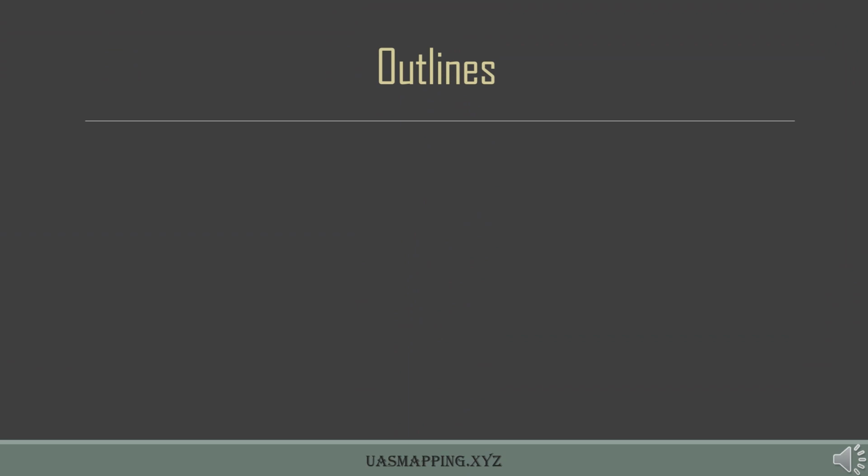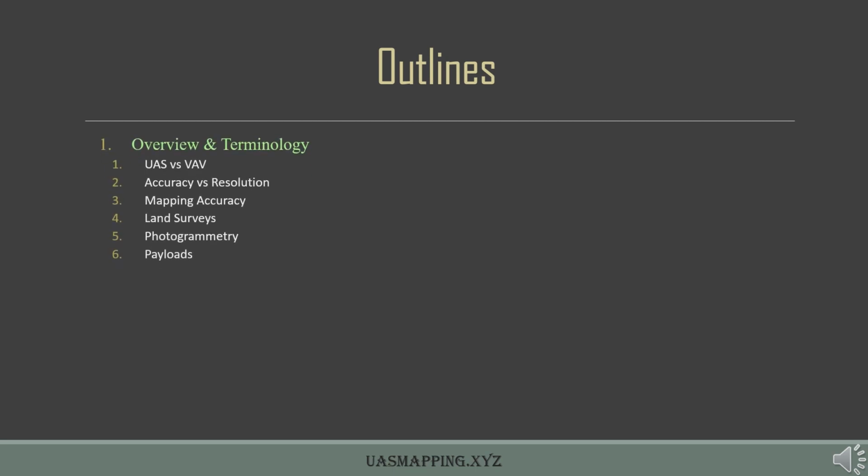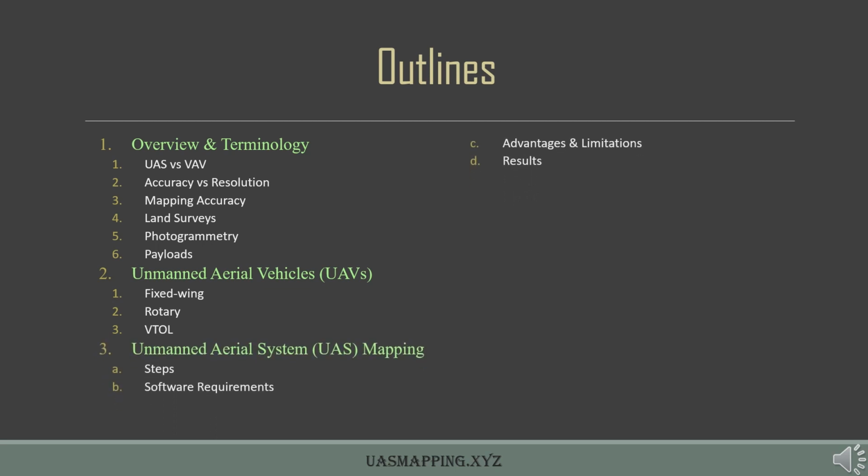We're going to take a closer look at some key topics in the world of unmanned aerial systems. First, we'll start with an overview of this exciting field, then we'll dive into the different types of UAVs, including fixed-wing, multi-rotor, and VTOL UAVs. We'll explore the fascinating world of UAS mapping, where drones and specialized technology come together to create accurate maps and data. Of course, it's important to understand the limitations and advantages of this technology, and we'll be discussing those as well as the software requirements.